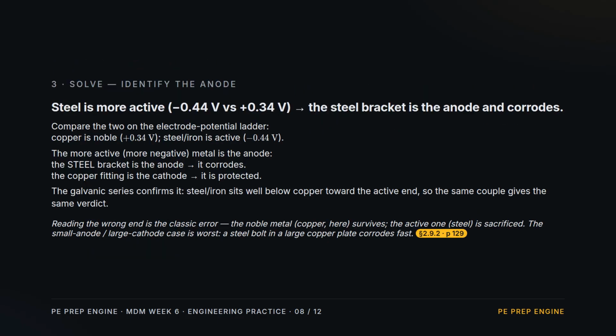Solve. Part 1. Name the anode. Copper is noble. Steel is active. The more active metal is the anode, so the steel bracket corrodes and the copper is protected. The galvanic series says the same thing. Steel sits well below copper toward the active end. And beware the area effect. A small steel fastener feeding a large copper cathode corrodes fastest.